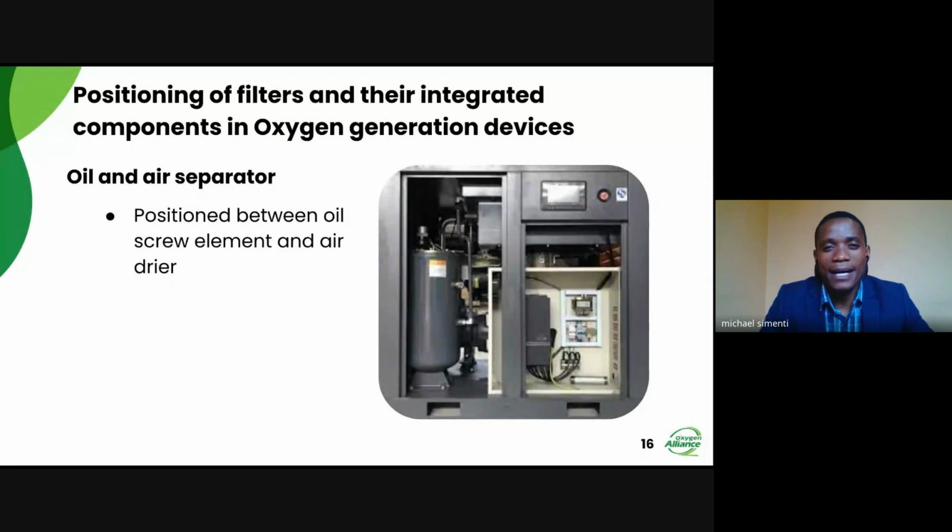So these filters are positioned in between the screw element and the air dryer in the compressor. From the picture that you see, the cylinder is the oil separator. It's the one which separates oil from the air. Basically, it is also integrated with different components. For example, it has drain valves, which check the oil being built up in the tank. So if oil is building up, these drain valves open to let the oil go so that the other mixture coming from the screw element can fill the position.